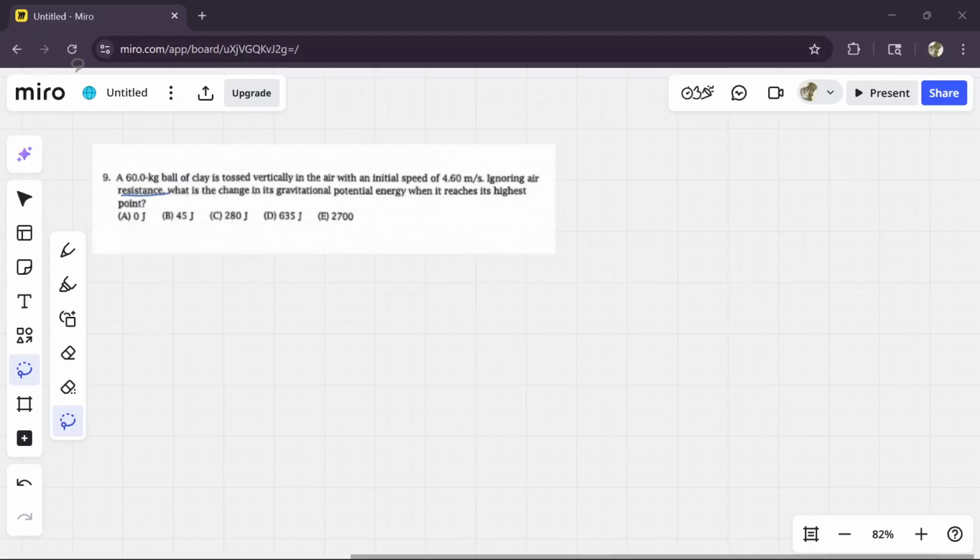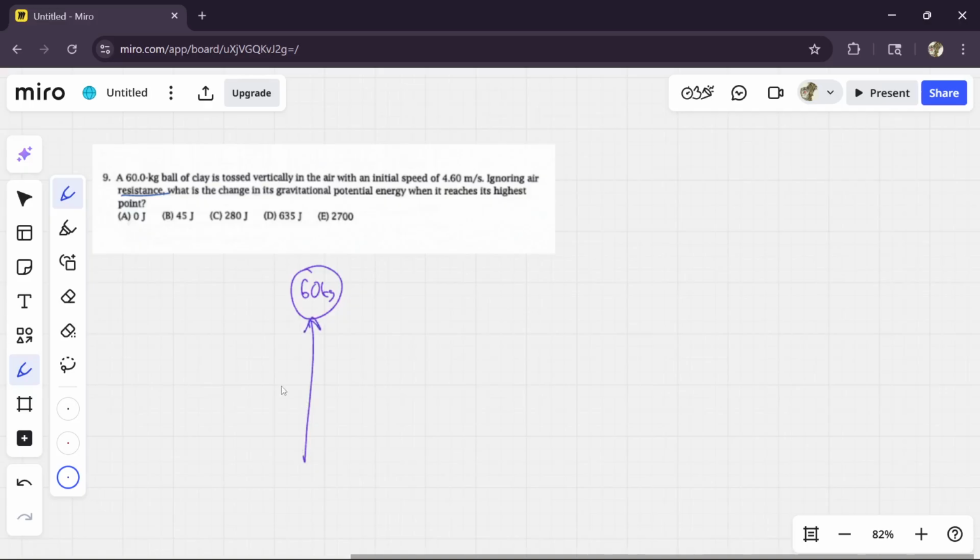Okay, this is question 9 on the energy packet. This one is also fairly simple, but basically what this is telling us is that a 60 kg ball is thrown up an undisclosed height. We don't know the height. And the initial velocity is equal to 4.60 meters per second. And it's asking us what the change in GPE is. Oh, that's the highest point. Cool.